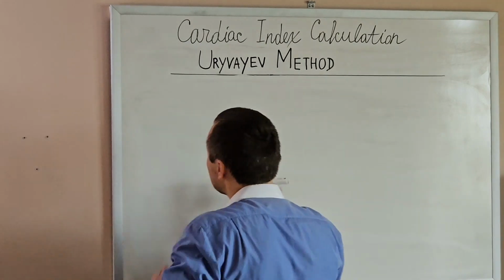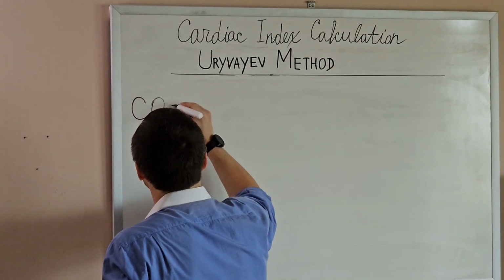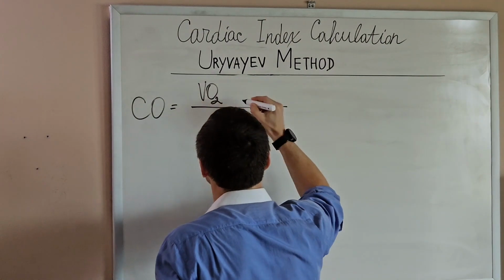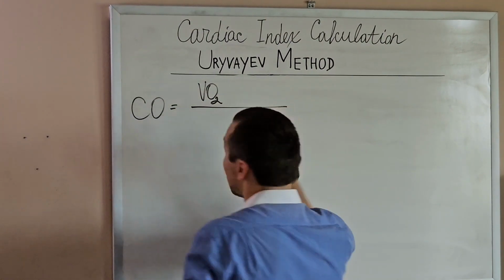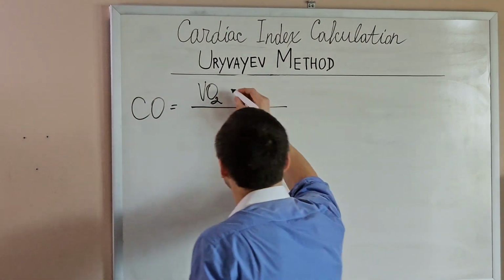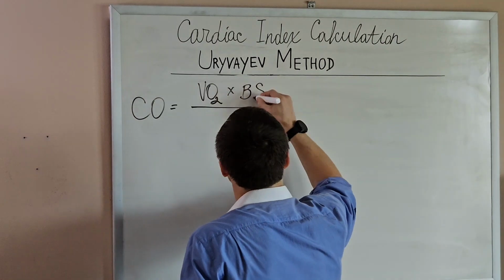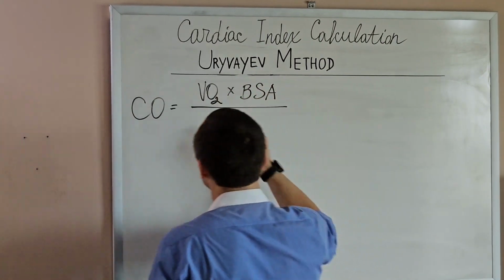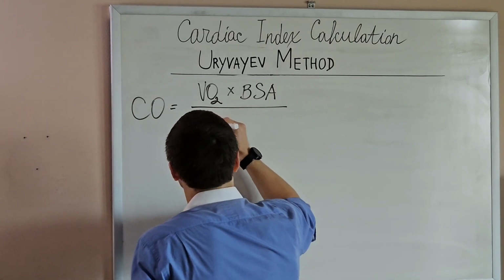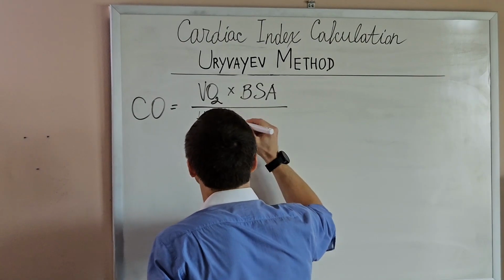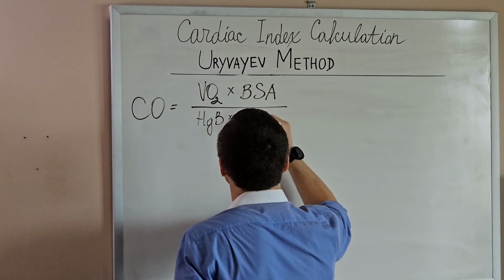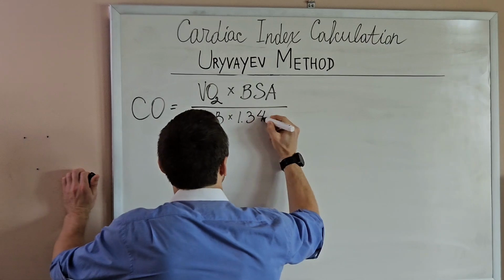Okay, most of us use the Fick principle to calculate cardiac output. We're using our oxygen consumption that is derived from basic metabolic rate, correct? And we will need our body surface area. For that, we will need our weight and height. We'll need our hemoglobin concentration value. Okay, we will need oxygen binding capacity.